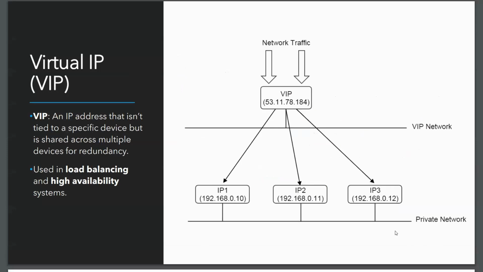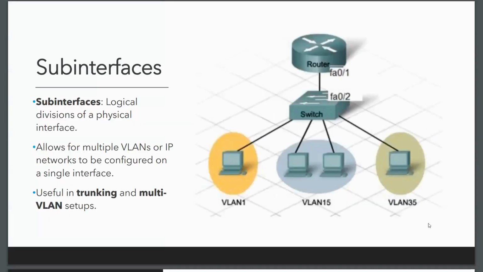Moving to an advanced concept, the virtual IP, or VIP, is an IP address that isn't tied to a specific device, but is shared by multiple devices for high availability. VIPs are commonly used in load balancing setups to ensure that applications stay available even if a server goes down. Another advanced feature is the use of subinterfaces, which allow a single physical network interface to handle multiple VLANs or IP networks. Subinterfaces are particularly useful in trunking and multi-VLAN configurations.